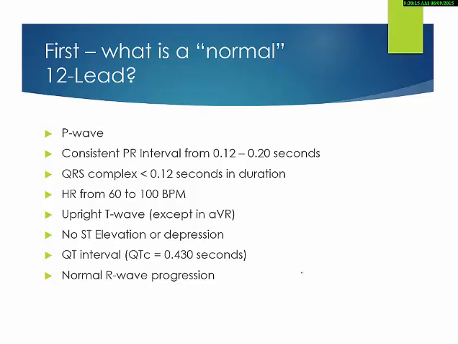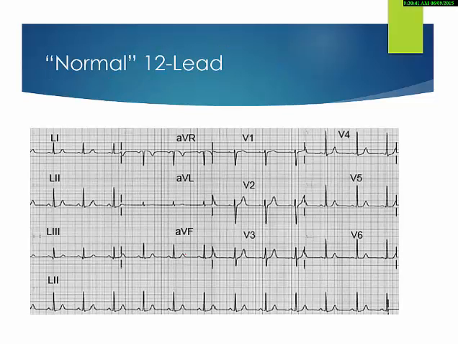Our heart rate is going to be between 60 and 100. We're going to have upright T waves for the most part, and then we're going to have no ST elevations or depressions. QT interval is something that we'll talk about a little later in this presentation, or possibly the next video, and it's something we don't deal with too frequently right now, but it's something to be aware of. And then we're also going to look for what we call a normal R wave progression, which we'll go over. So these are going to be the earmarks of a generally normal 12-lead ECG.